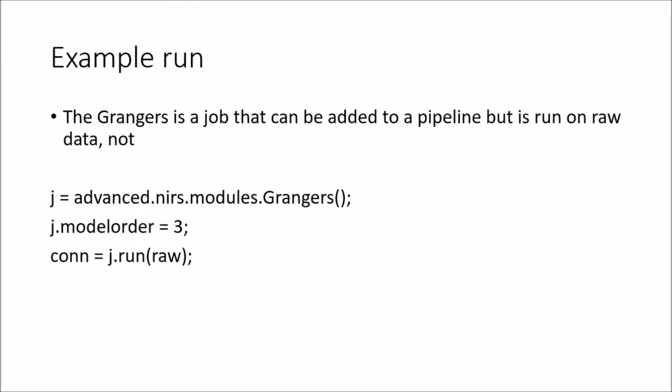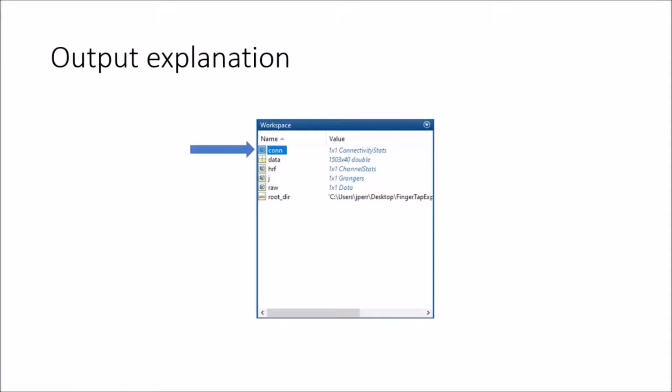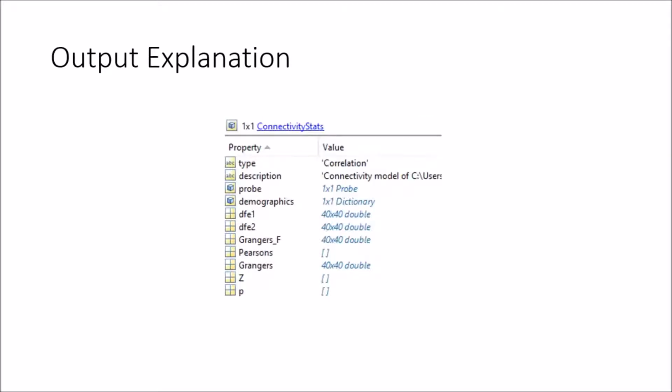Technically you can filter it, but I've seen some papers that say it may not be advisable to filter it. Again, you can do a little more research in that realm. But then you save it as a variable, which I saved as con for connectivity statistics variable. The output will be a connectivity stats object, which is shown here in your workspace, and it has these properties.